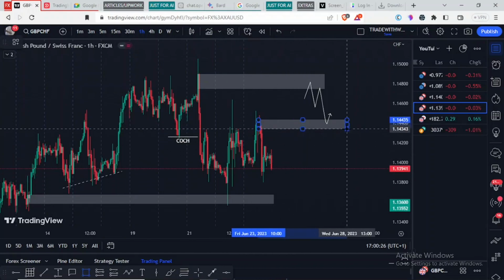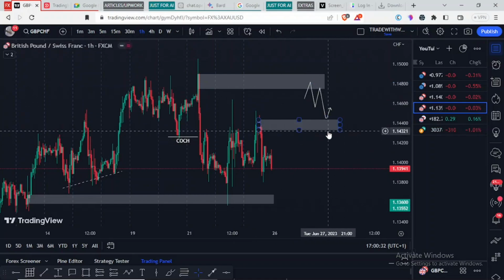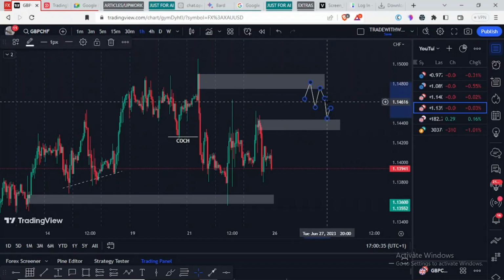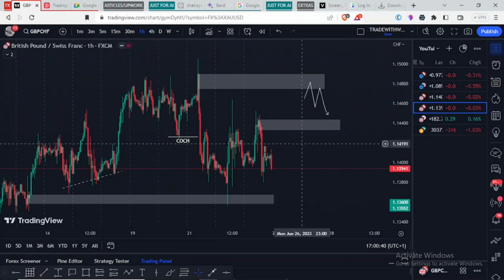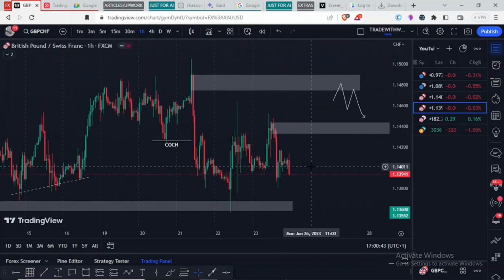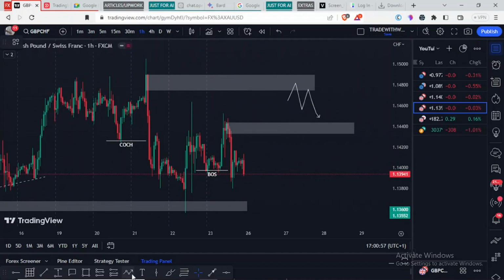We also have a supply zone here. And why is it a supply zone? Let's see. We've got the break of structure. So we have the change of character, we have the break of structure. Yeah, so we have two supply zones right now that we're trying to take a sell off from.